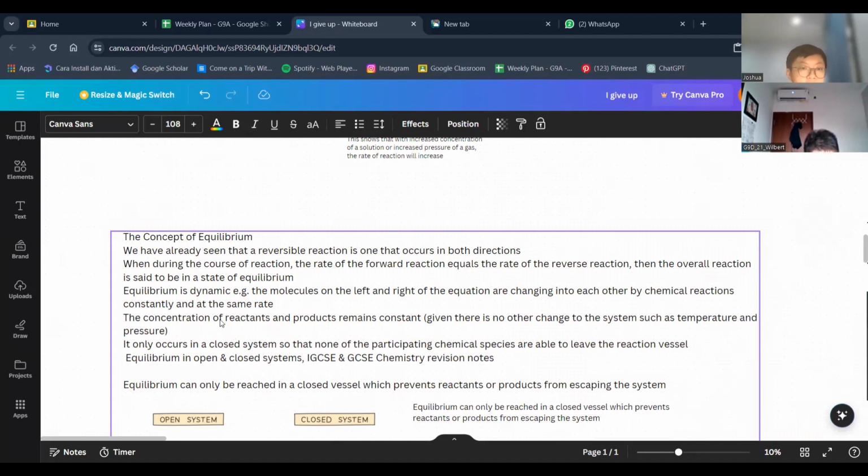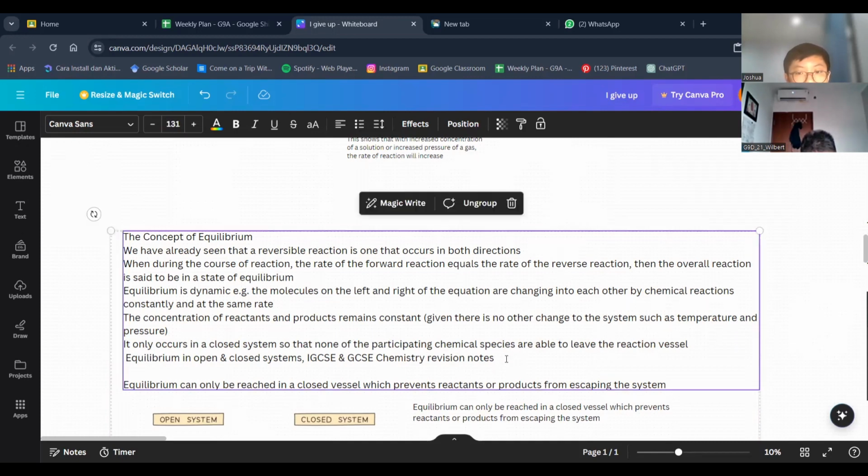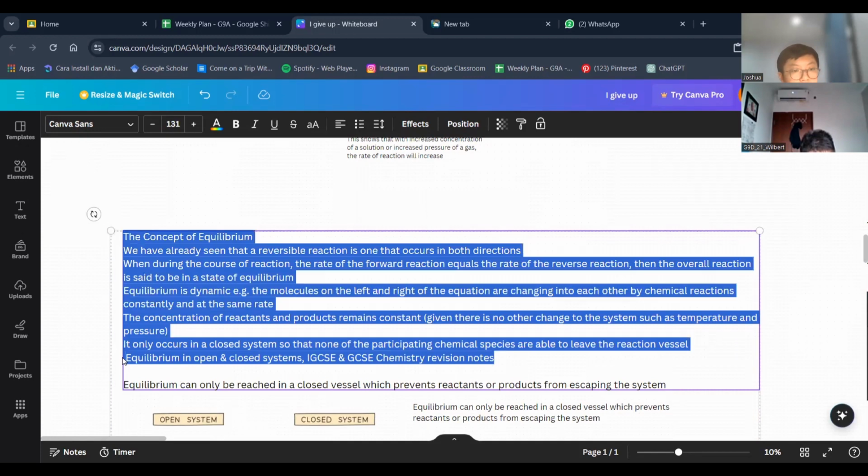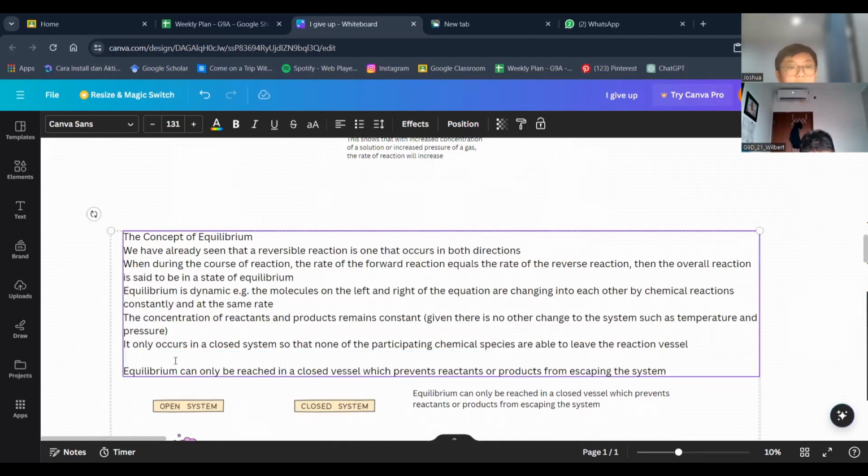So equilibrium is dynamic. For example, the molecules on the left and right of the equation are changing into each other by chemical reactions constantly and at the same rate. The concentration of reactants and products remains constant. They will not change. And it only occurs in a closed system so that none of the participating chemical species are able to leave the reaction vessel. So equilibrium can only be reached in a closed vessel, which prevents reactants or products from escaping the system.